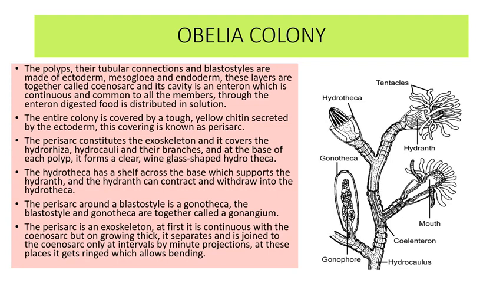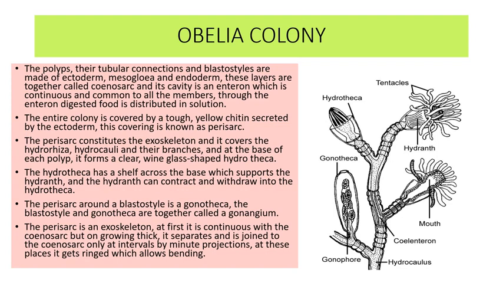The entire colony is covered by tough yellow chitin secreted by the ectoderm, and this covering is known as perisarc. The perisarc constitutes the exoskeleton, and it covers the hydranth, hydrocaulis and their branches, and at the base of each polyp it forms a clear wine glass-shaped hydrotheca. The hydrotheca has a shelf across the base which supports the hydranth, and the hydranth can contract and withdraw into the hydrotheca. The perisarc around the blastostyle is a gonotheca. The blastostyle and gonotheca are together known as gonangium.